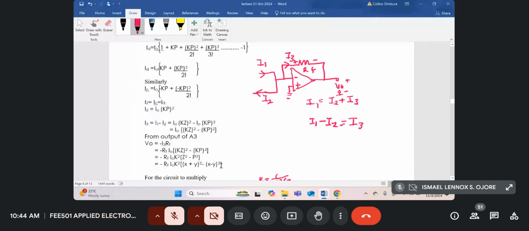So next we go to find IC. So now we can just state it. No need to go through the basic steps again. So similarly, IC is just I naught, instead of Kp in this equation here, we just put minus Kp plus minus Kp all squared divided by 2 factorial.